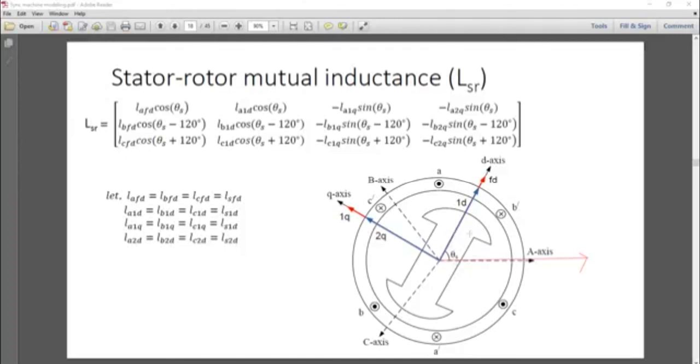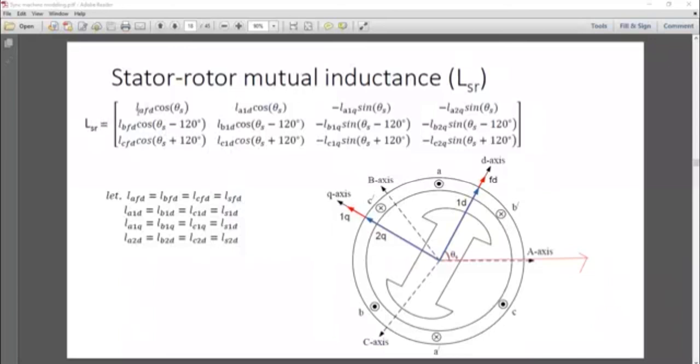Now, what would be the expression? What is the angular relation between them? The first thing is to find out the angular relation. These are straightforward. This is not so difficult like the stator to stator inductance. That is the most complex part of inductance calculation in this lecture. The remaining part is very straightforward.